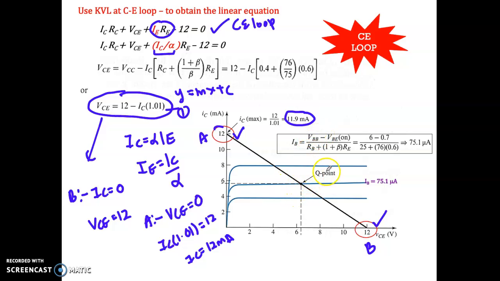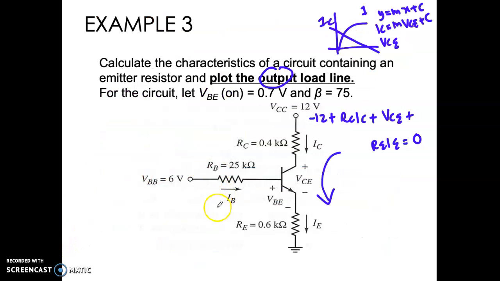you need to find the Q point, where is the intersection between the IB characteristic and the load line. So let's say this is the IB characteristic. How can we know the IB is 75.1? This is where you are going to find the KVL at your BE loop. So from here you can get your IB.